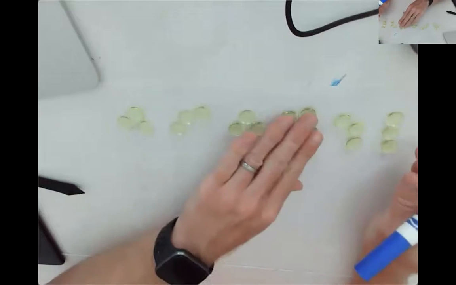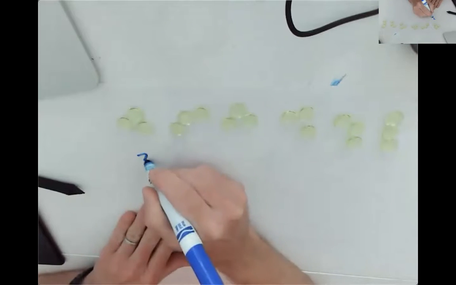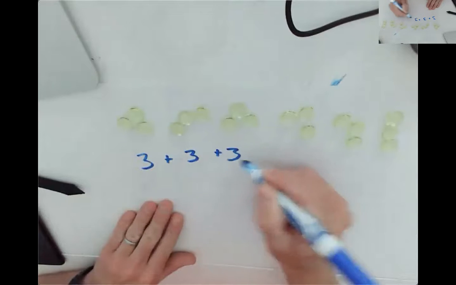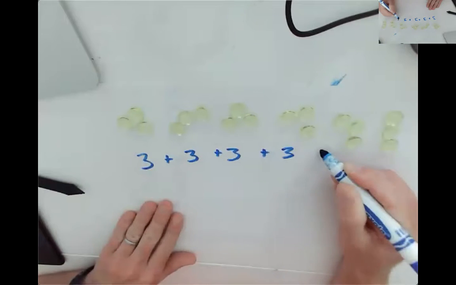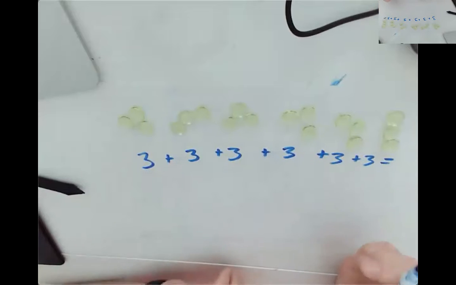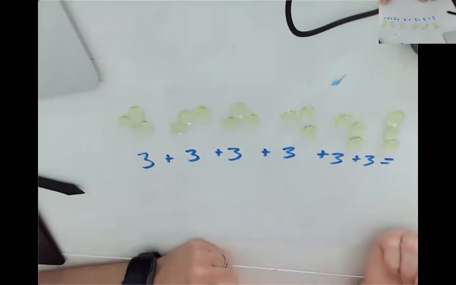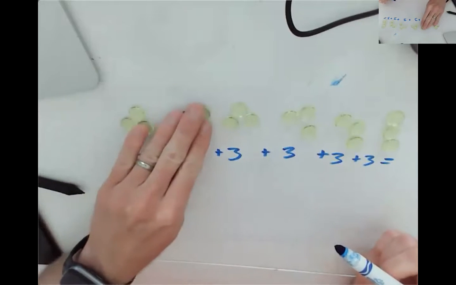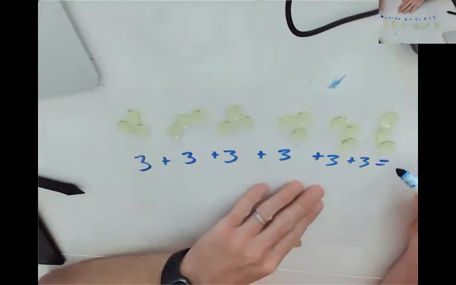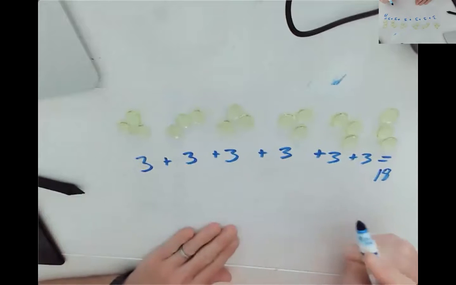A little bit harder to fit this one on here, but we have 3 plus 3 plus 3 plus 3 plus 3 plus 3 equals. Well, now we can do group counting. 3, 6, 9, 12, 15, 18. I can't fit my answer here, so I'm going to put it below. Normally, you'd put it right next to the equal sign.